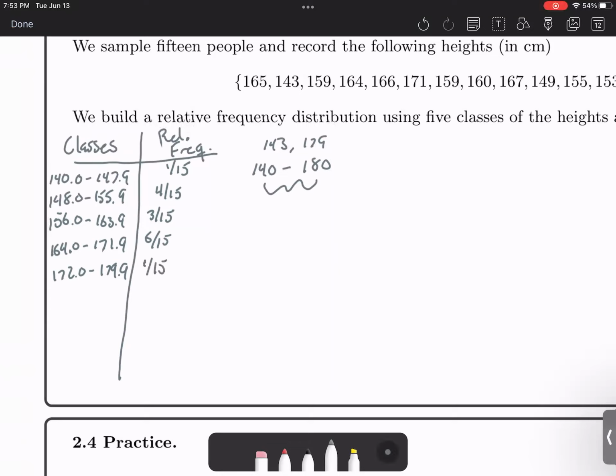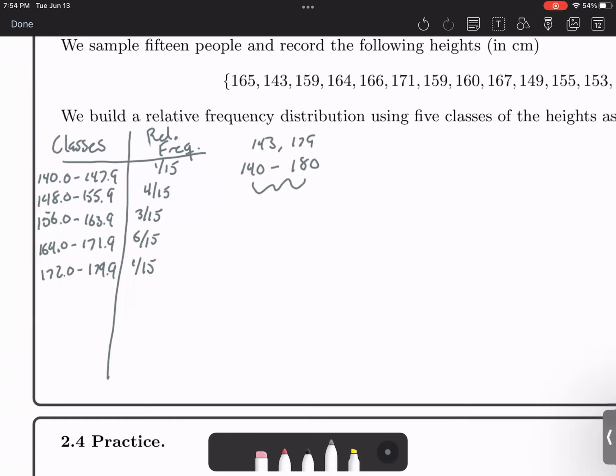And let's just double check that we haven't counted data twice, or we haven't left off any data. This should sum to be 1. Right, if we add our numerators, 1 plus 4 is 5, plus 3 is 8, plus 6 is 14, and then plus 1 is 15. So 15 out of 15, all of our data is taken into account.